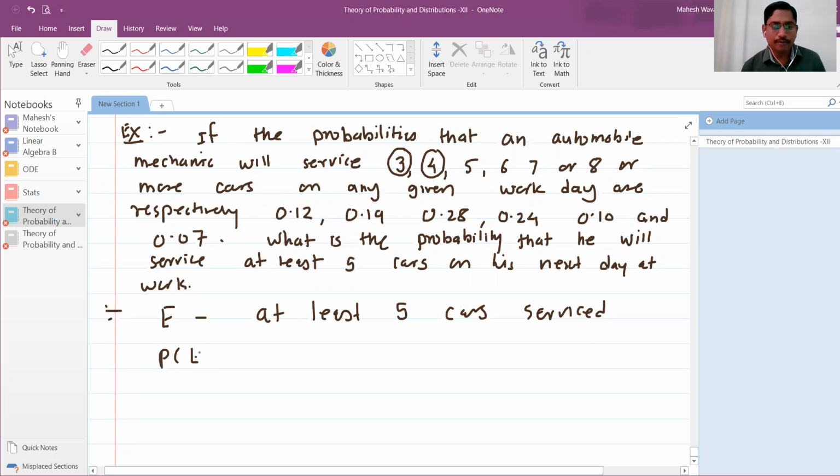The probability of E can also be calculated by 1 minus probability of E complement. What is E complement? E complement is the event that fewer than 5 cars are serviced.